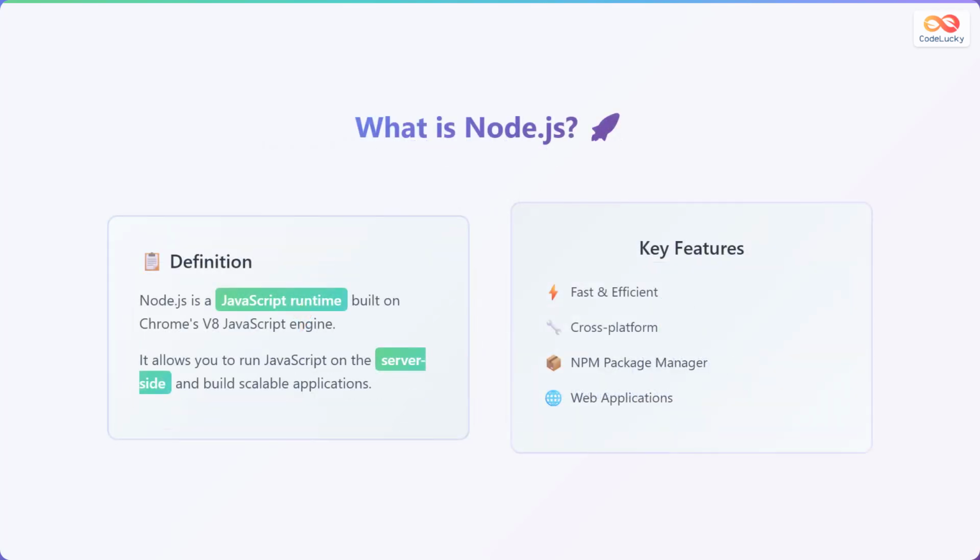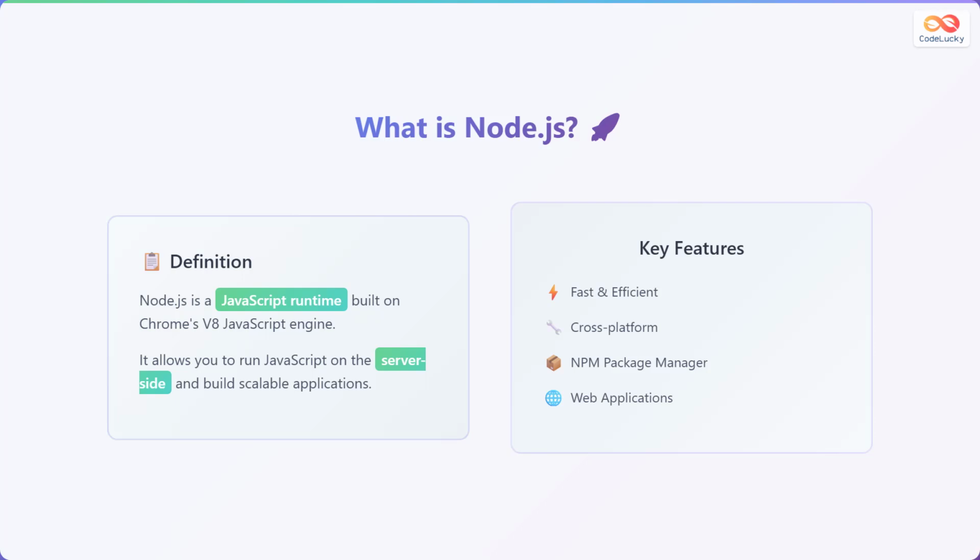What exactly is Node.js? Node.js is a JavaScript runtime built on Chrome's V8 JavaScript engine. In simpler terms, it lets you run JavaScript code outside of a web browser. This means you can use JavaScript on the server side to build scalable and efficient applications. Node.js is known for its speed and efficiency. It is also cross-platform, meaning it runs on Windows, macOS, and Linux.